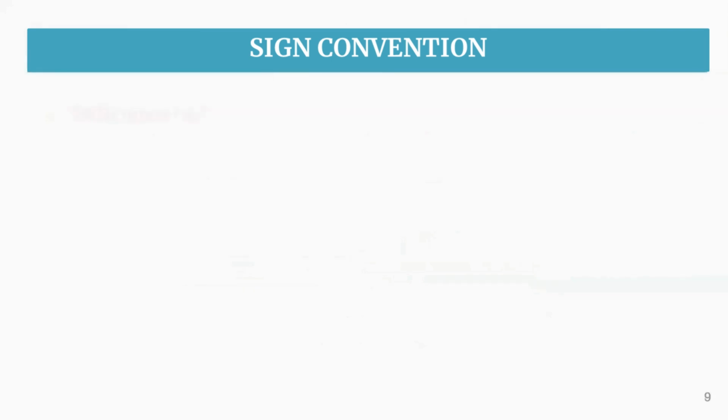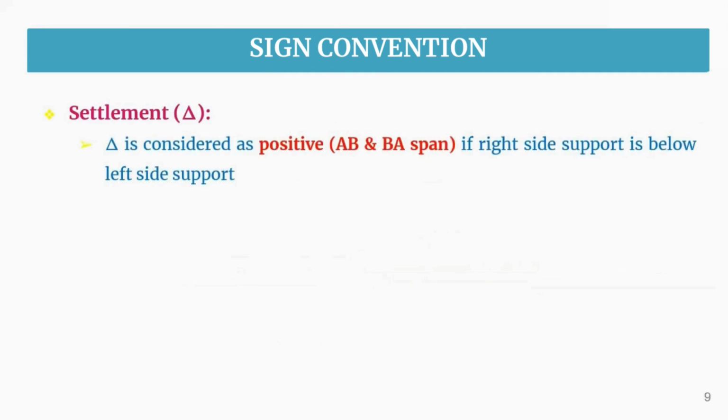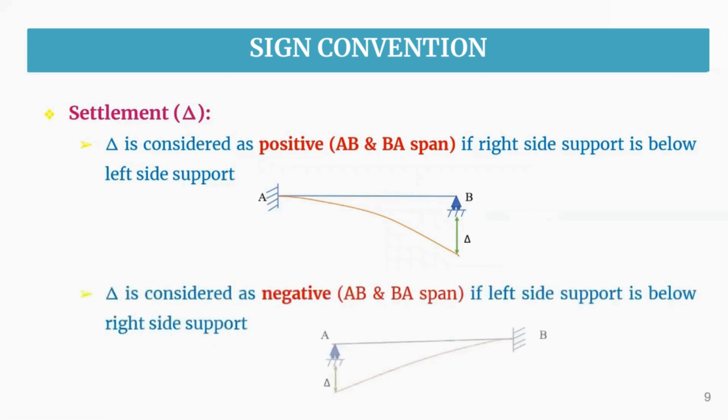Now coming to the third sign convention, related to the settlements. For example, if we consider this beam AB, the A support is on the left side and this is the B support on the right side. At B you are having a settlement of delta. That means delta is considered to be positive for both AB and BA spans. Similarly, when we take the AB span, here at A you are having a settlement of delta, that is the left side support. So this delta is considered to be negative for both AB and BA spans. So this is the sign convention related to the settlements.